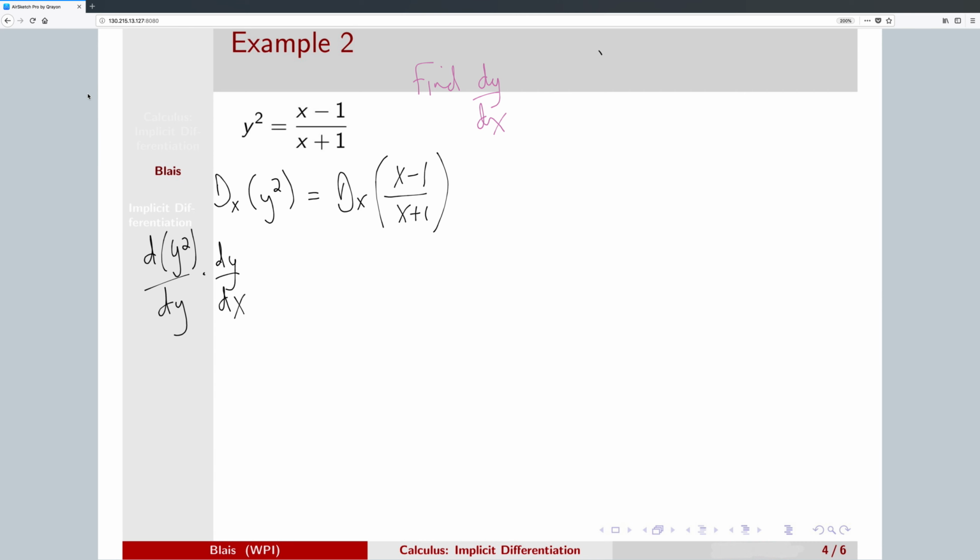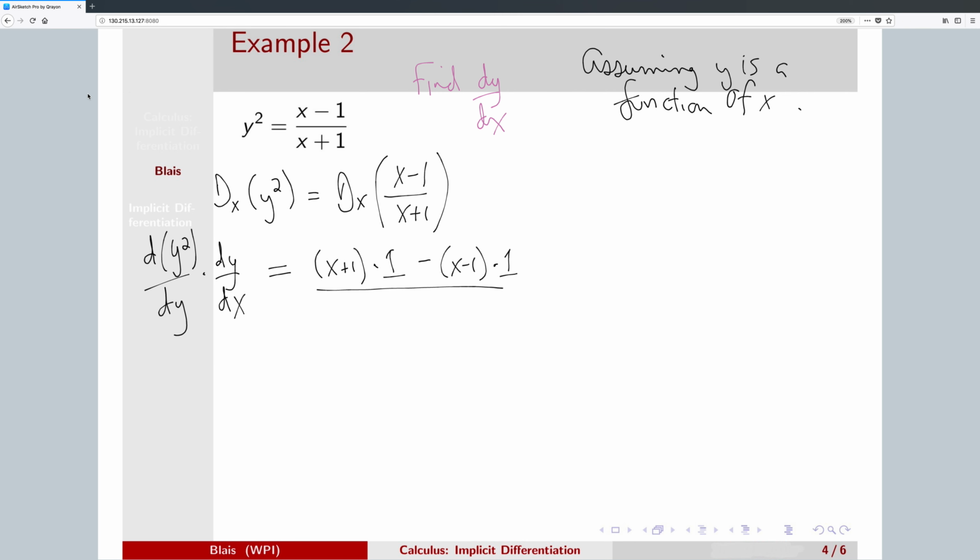Again, always remember, we're assuming y is a function of x. Okay, that gives us the left. On the right, we're going to need our quotient rule. So we need the denominator times the derivative of the numerator, minus the numerator times the derivative of the denominator, all over the denominator squared.